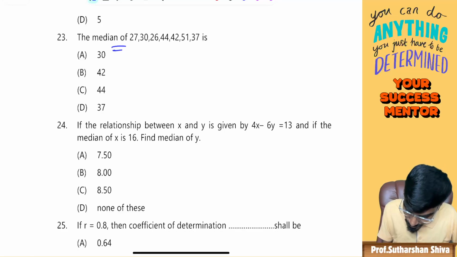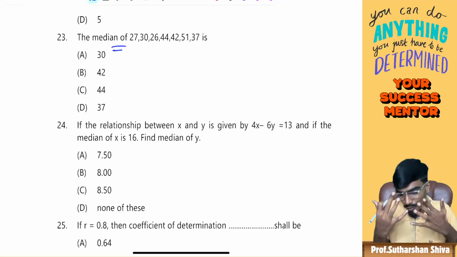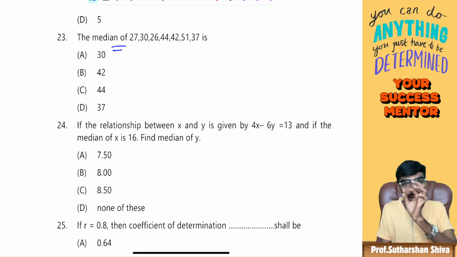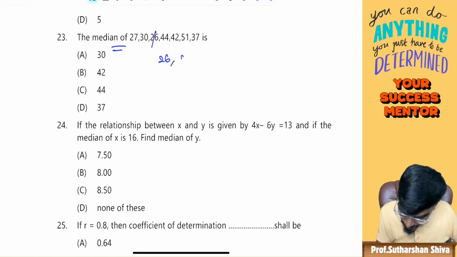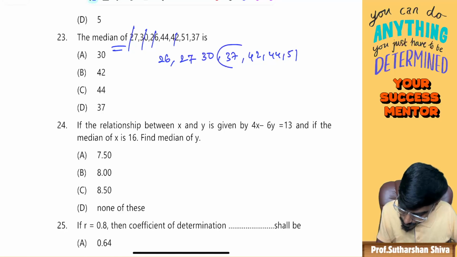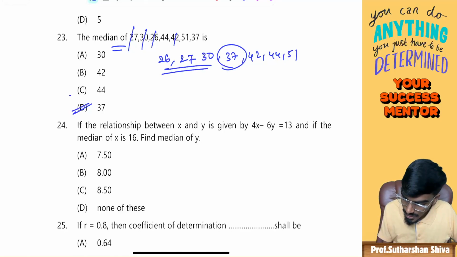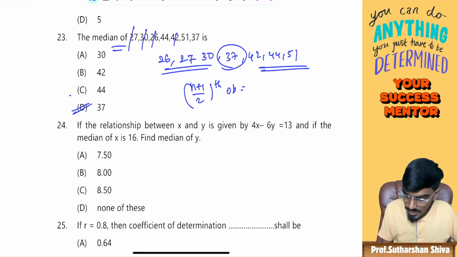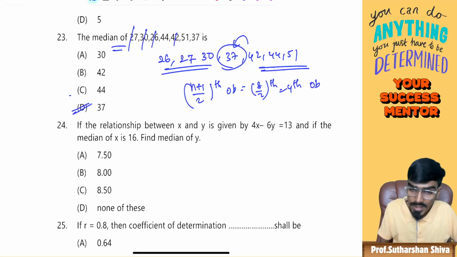They are asking the median, 3 6 7. Only 7 odd numbers, so it is easier for us to find. First try to arrange it in ascending order: 26, 27, 30, 37, 42, 44, 51. 37 is my answer, median. Three numbers I leave on each side. Or else the (n plus 1) divided by 2th observation. So n is 7, 7 plus 1 is 8, by 2 is the 4th observation. The 4th observation is nothing but 37.